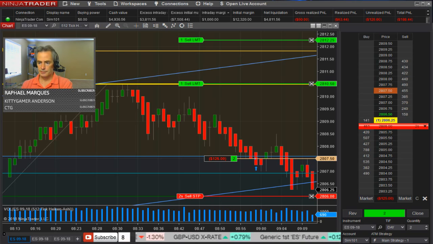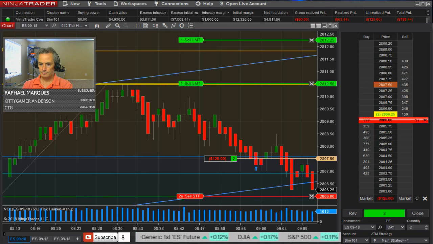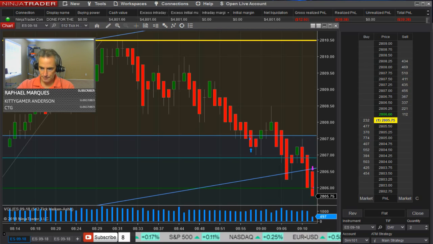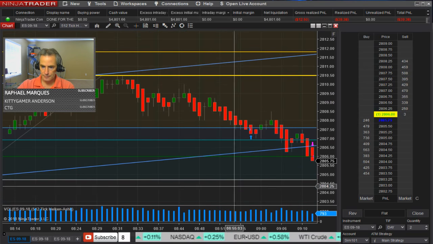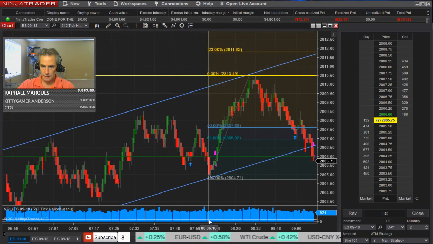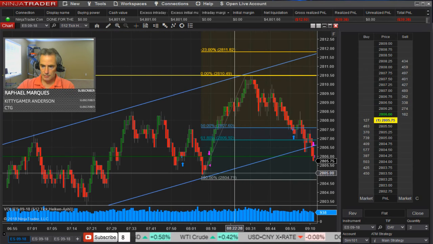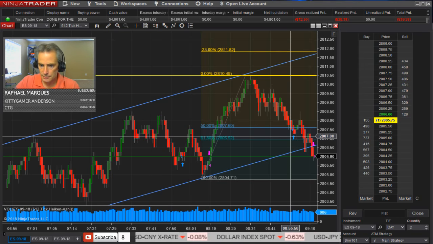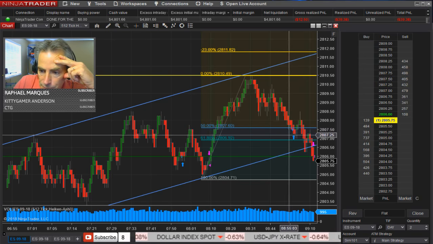Struggling again. Stop filled. And there it went. Definitely had a lot more confidence in that trade. Just didn't work out.